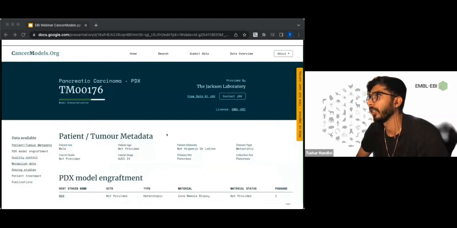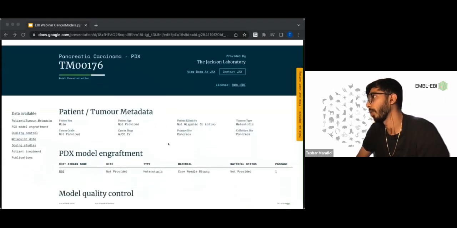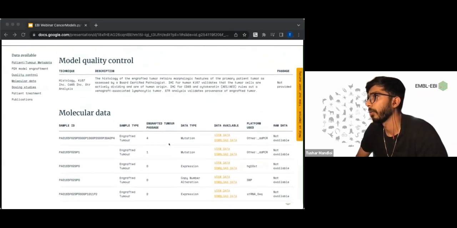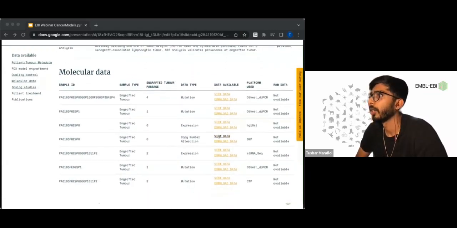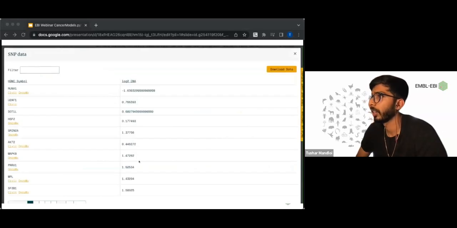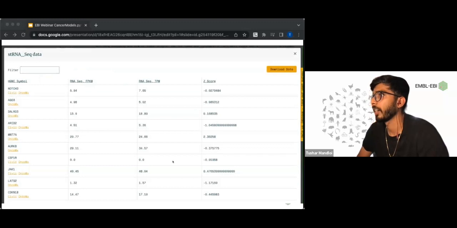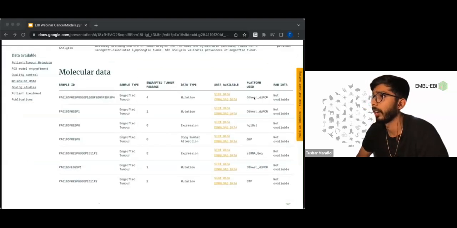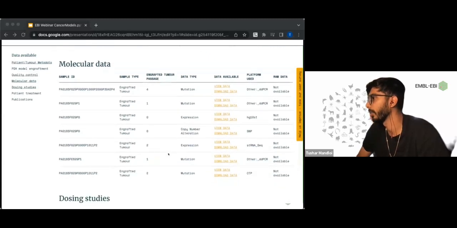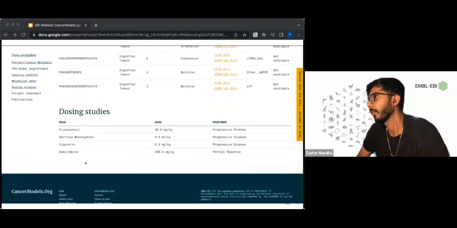And now we have a look at what molecular data we have for these models. We have mutation, copy number alteration, and expression data here. For copy number alteration, we have log2 CN ratio. For expression data, we have FPKM, TPM, and Z-score values. These come along with the drug dosing information associated with the models.